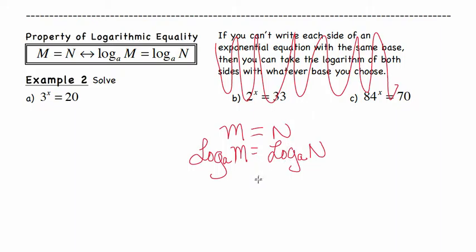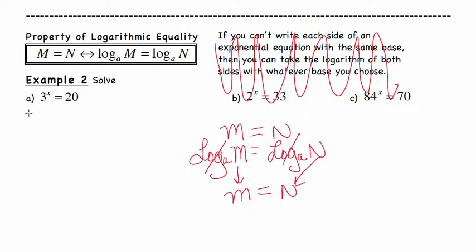Now you can go in reverse. If you have a log equal to a log, you can work in reverse and actually remove the log with the same base from both sides and drop down just what you're logging. And that's what you do in number 26. So it can work both ways, this property right here.